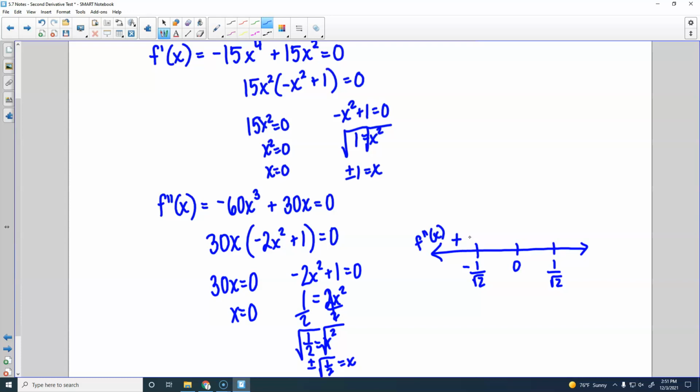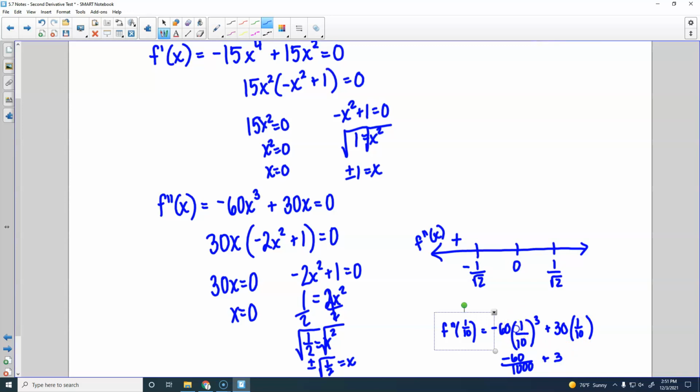So, yeah, 1/10's a pretty good idea. So, f double prime of 1/10 would be -60 times 1/10 to the third plus 30 times 1/10. If you want to use decimals, you can, but it's not calculator active. So -60 over 1,000 plus 3. But we know -60 over 1,000.